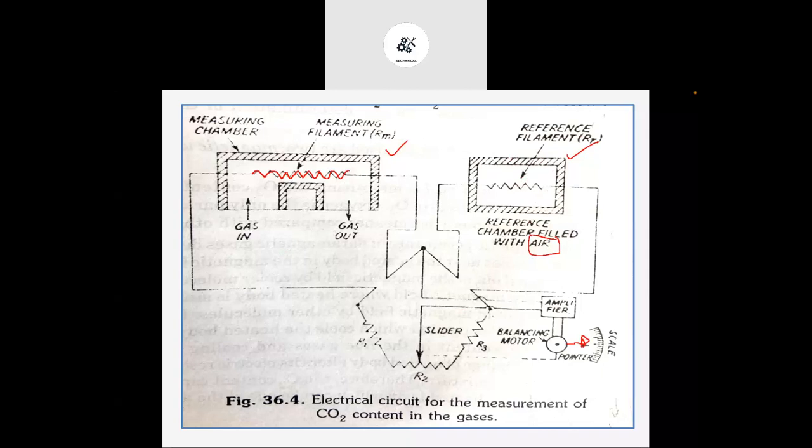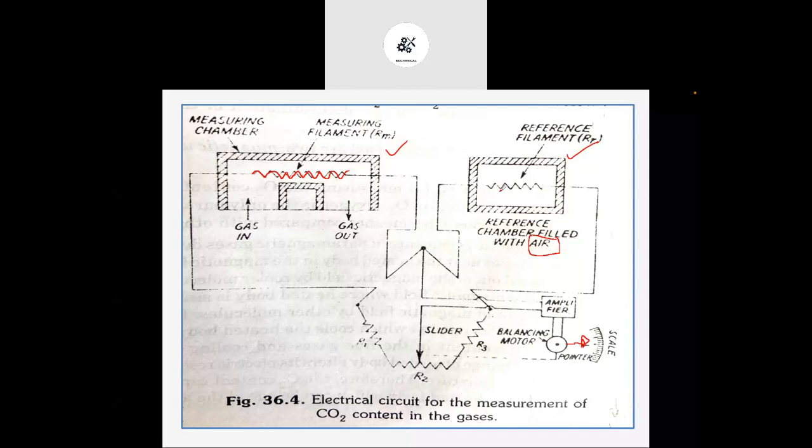So what we do is introduce the sample inside the measuring chamber. On the other side, the reference chamber is filled with air. Now we connect this in the Wheatstone bridge circuit. When current starts flowing, it flows through the filament, and because of the resistance of the filament, heat is generated at that filament.